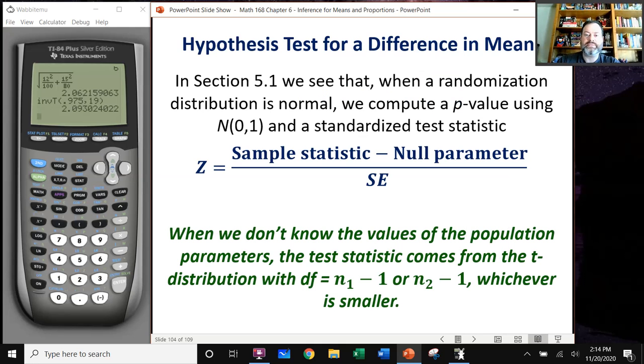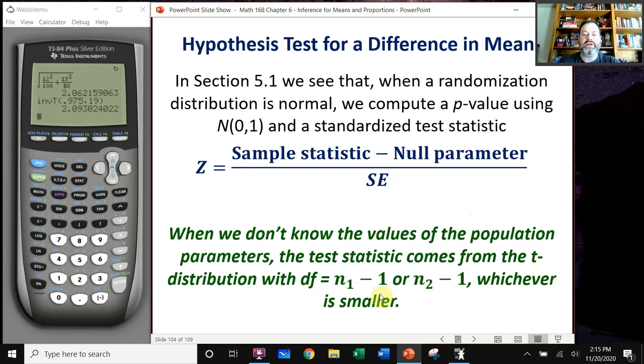All right, let's keep going. So now we're going to look at a hypothesis test. And this follows the same template that we saw in the previous section. When we have a normal randomization distribution from chapter 4, we can use this z statistic, which is just the sample statistic minus the null parameter over the standard error. But when we don't know the parameters, we have to replace our z statistic with a t statistic. So let's see how to do that.